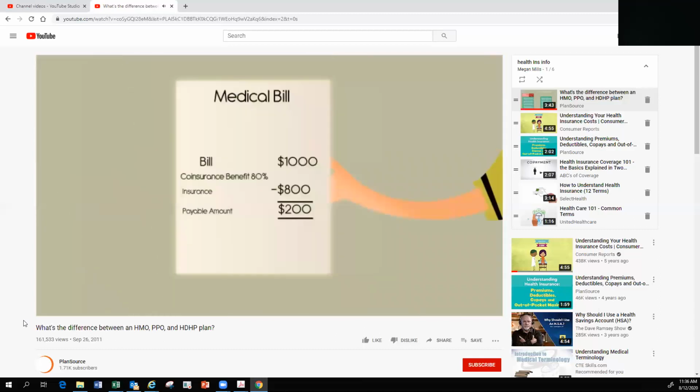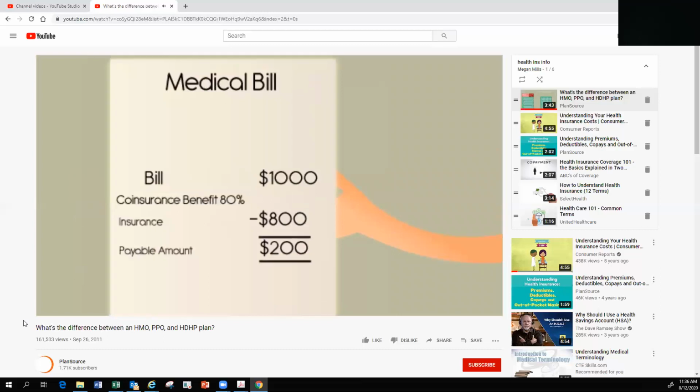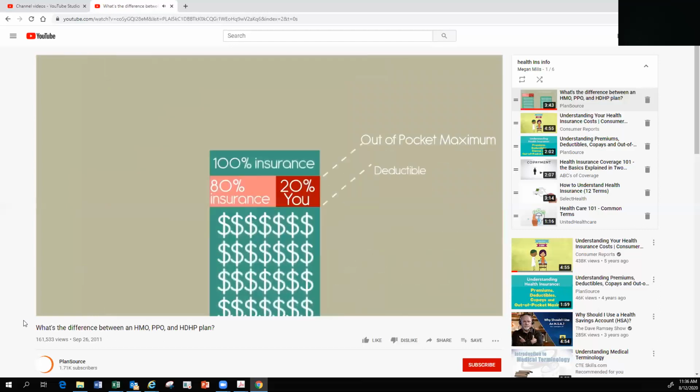For example, after hitting your deductible, if you get a medical bill for $1,000 and your plan has a coinsurance benefit of 80%, the insurance company will pay $800 and you must pay $200. Coinsurance eventually stops and the insurance company starts to pay for 100% of all healthcare expenses when you have personally spent the amount listed as the out-of-pocket maximum on the summary of benefits for your HDHP plan.